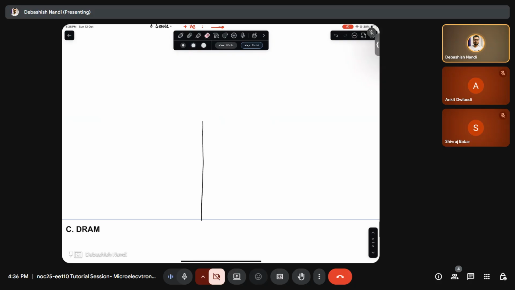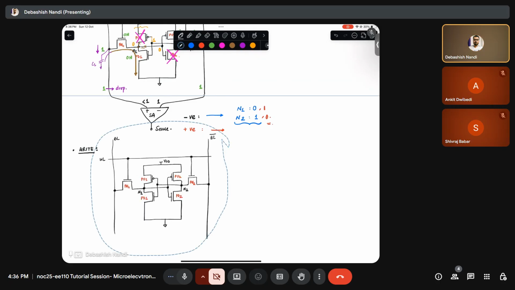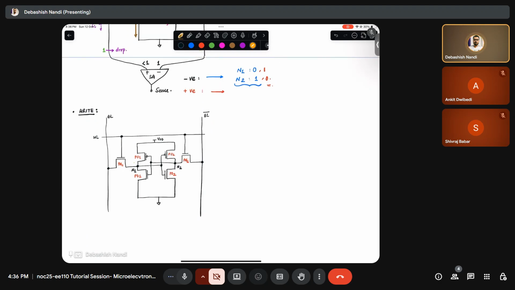Okay, this line has come here. So, write operation. Let's say you have 0 stored and 1 stored. What you want is to write 1 to N1 and 0 to N2. Write this in the SRAM cell.